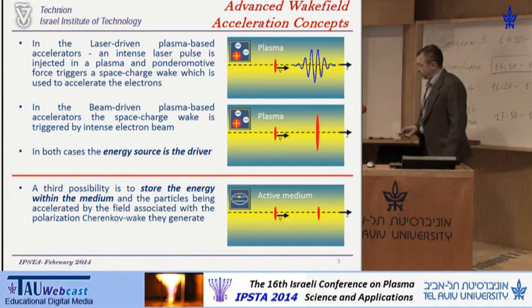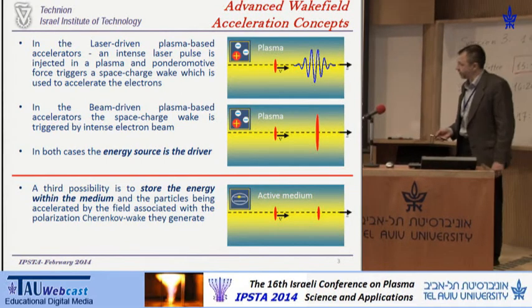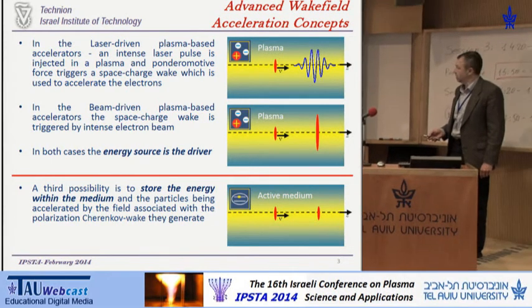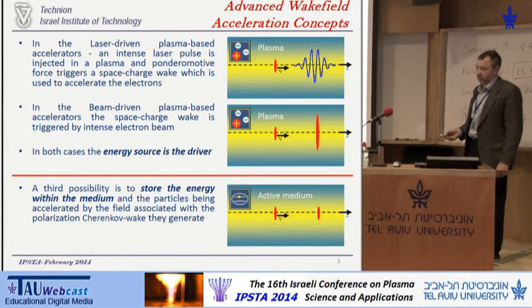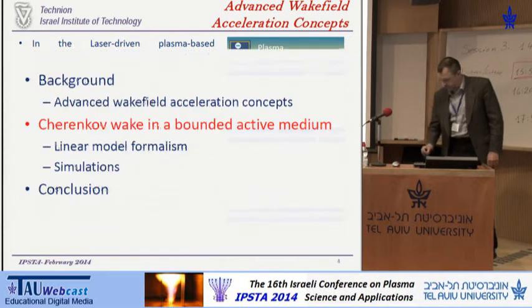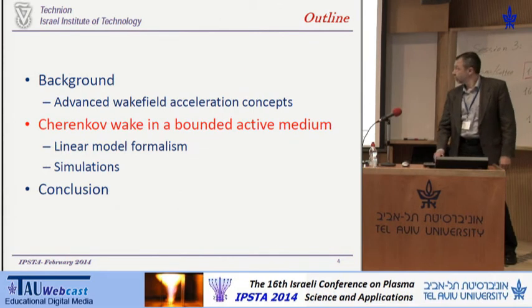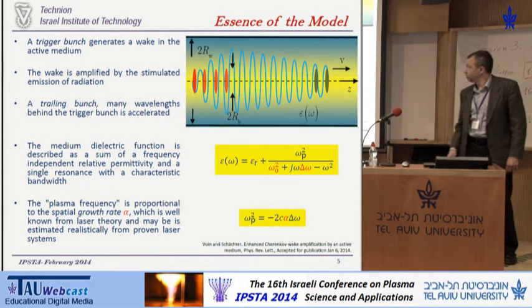The case we are considering is a different possibility: to store the energy for acceleration in the medium itself, extract this energy by stimulated emission of radiation to a Cherenkov wake, and then use this wake to accelerate the trailing bunch. So, the Cherenkov wake in the bounded active medium.